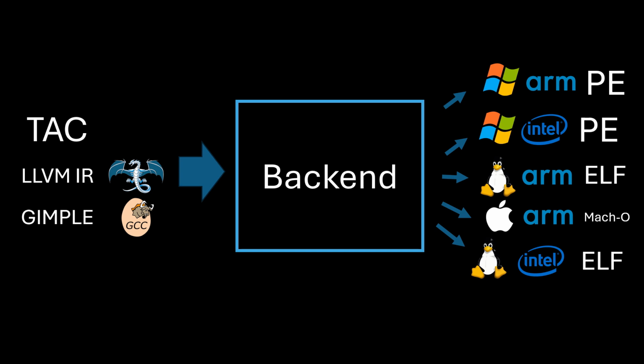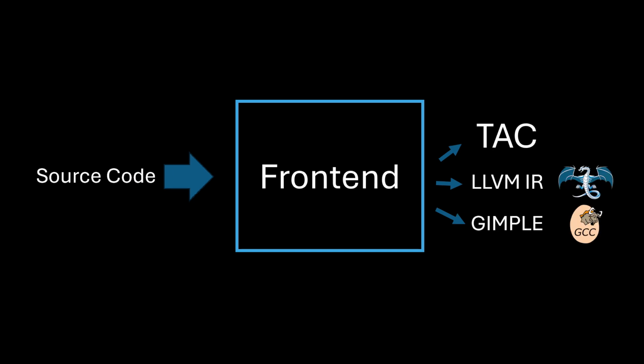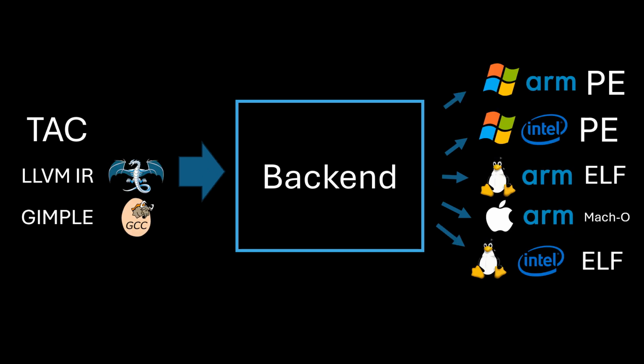Hopefully that makes sense. The backend, literally all it does is it takes the IR, optimizes it, and then turns it into machine code for a specific platform and architecture. That's literally it. So front end turns code into IR, back end turns IR into machine code. That's it. That's the pipeline.